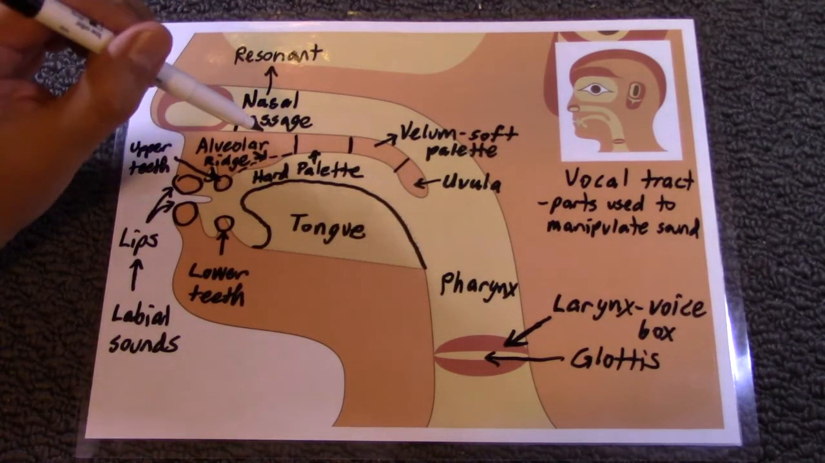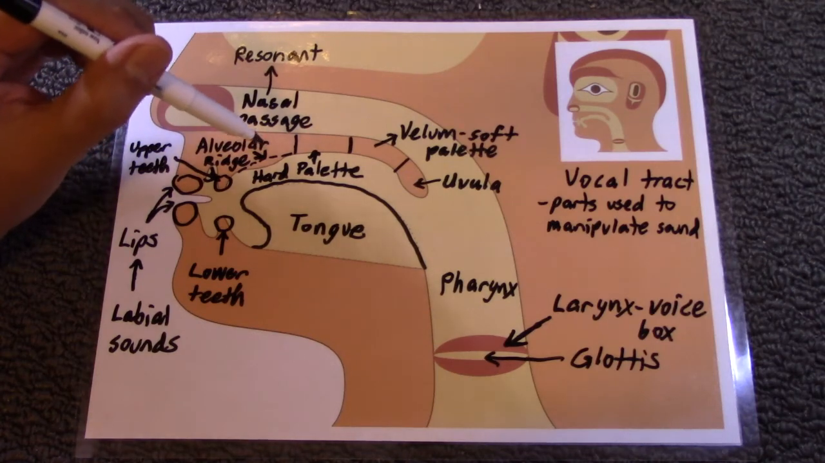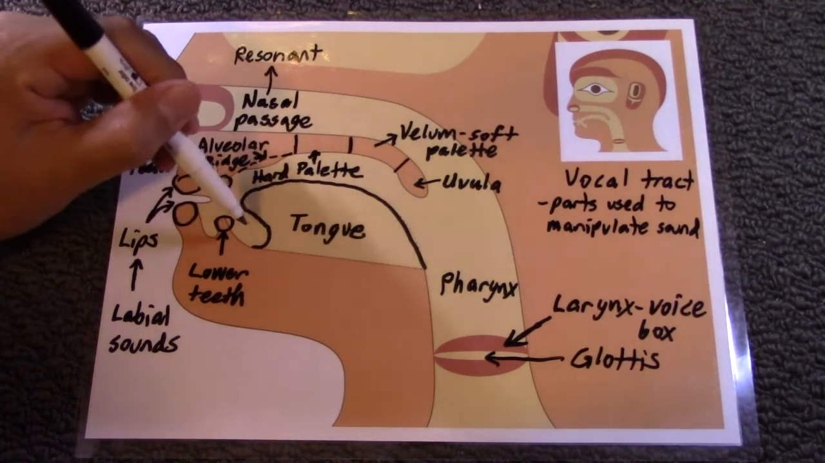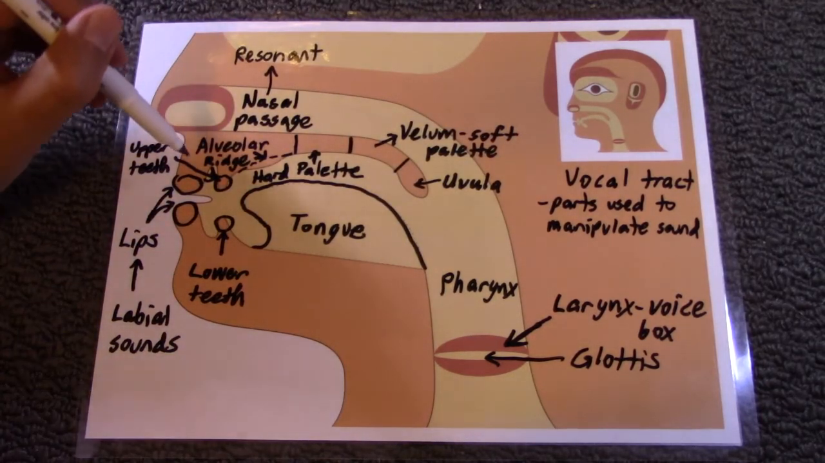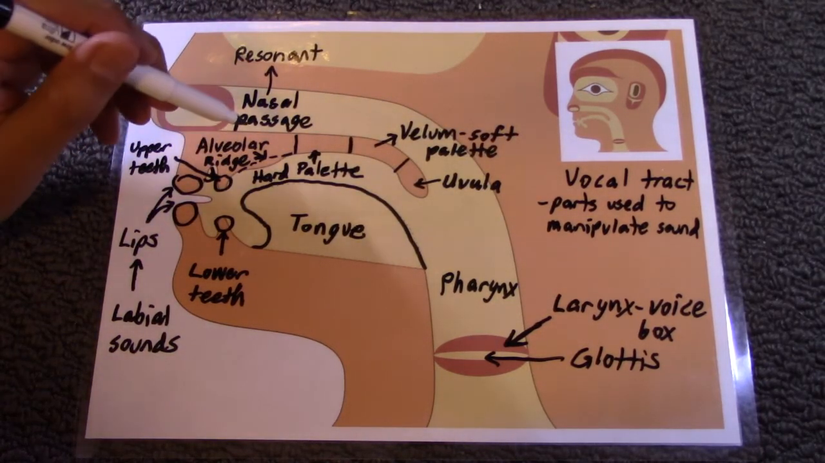So that's a look at your vocal tract. This gives you an idea of the different parts that are involved in making sounds. In the next video, we will talk about vowels.